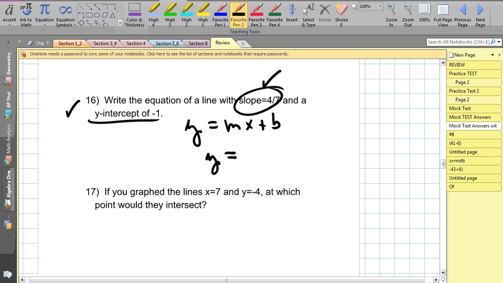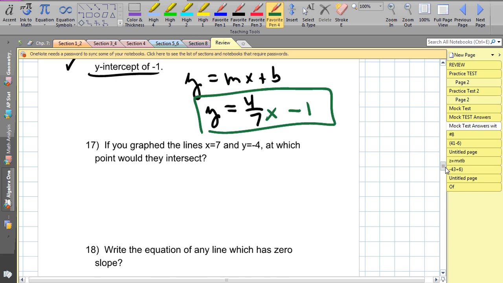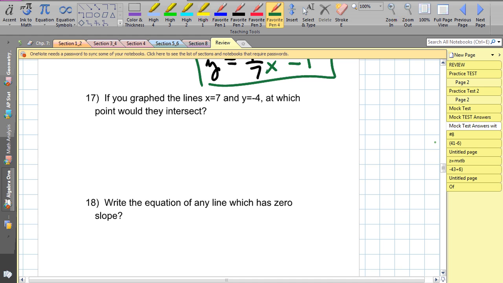So my final answer here is going to be y equals 4 sevenths x, because that's the slope of the line. And then I'm going to subtract 1, because that's the y-intercept right there. So it's kind of backwards of the previous one. They told us the information, and now we have to write the equation, so we didn't have to graph it. And now, this is a little tricky. We have two equations in here.